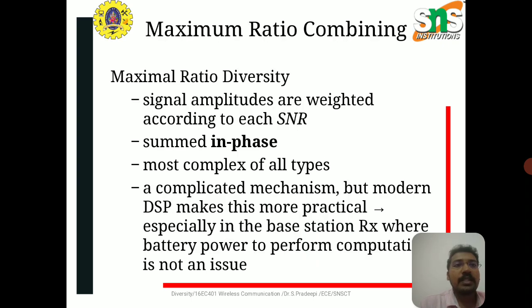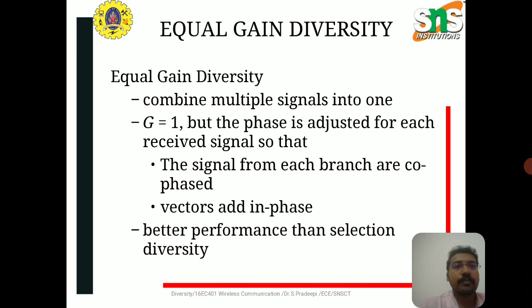Maximum ratio diversity, in which signal amplitudes are weighted according to each signal to noise ratio and summed in phase. It is the most complex of all types. A complicated mechanism, but modern DSP makes this more practical, especially in the base station receiver where battery power to perform computation is not an issue.